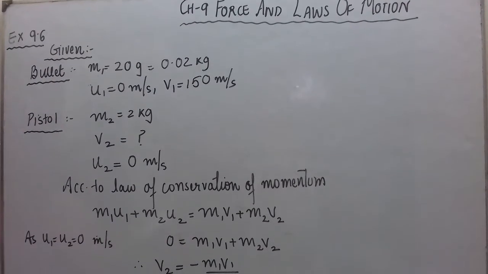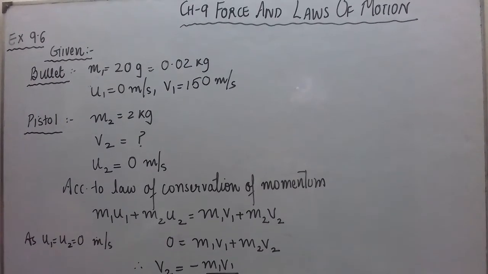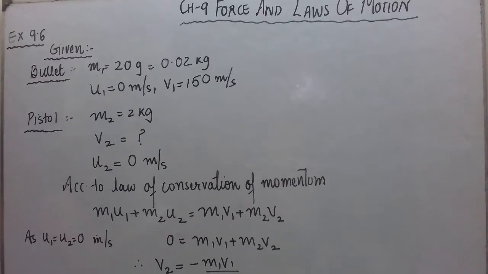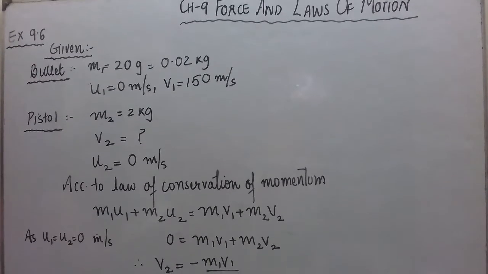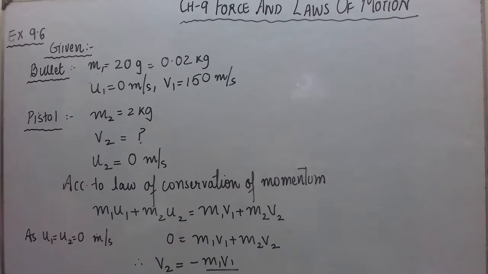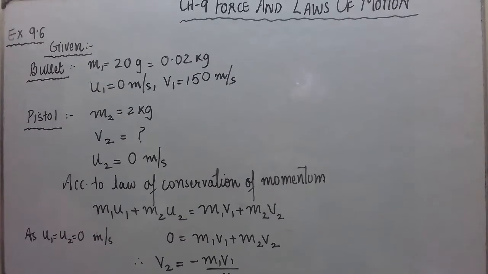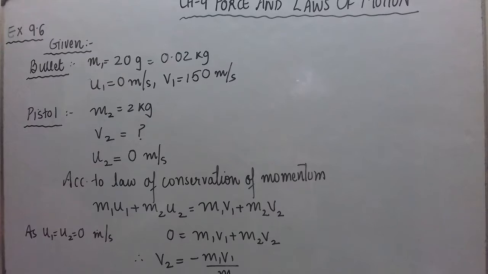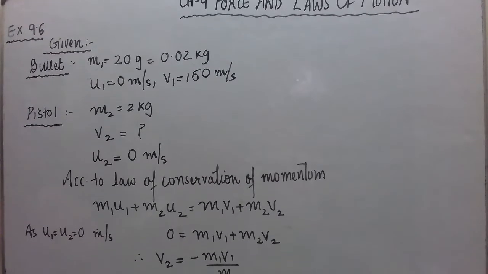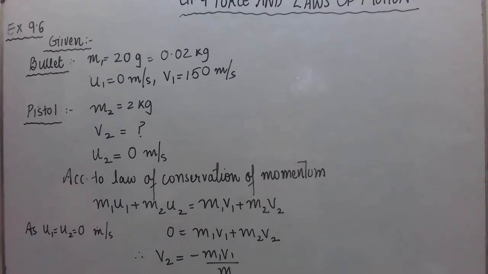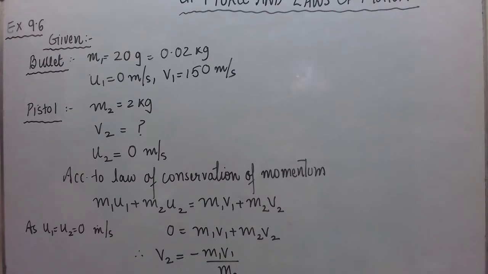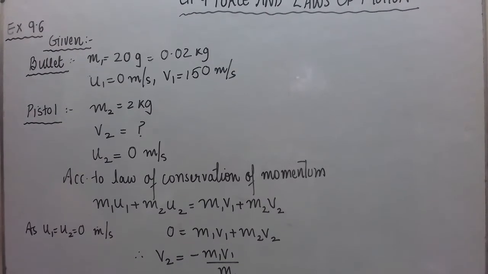A bullet of mass 20 gram is fired horizontally with a velocity of 150 meter per second from a pistol of mass 2 kg. What is the recoil velocity of the pistol? I'll read it again. A bullet of mass 20 gram is fired horizontally with a velocity of 150 meter per second from a pistol of mass 2 kg.